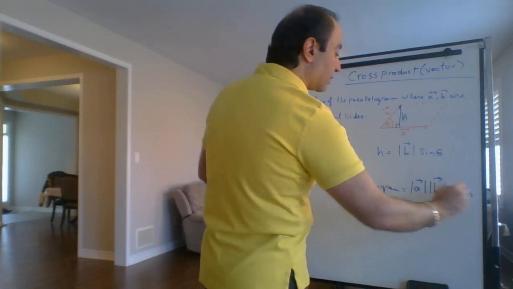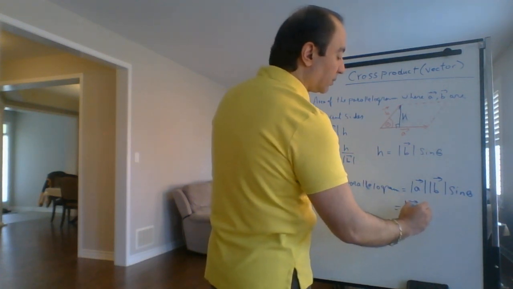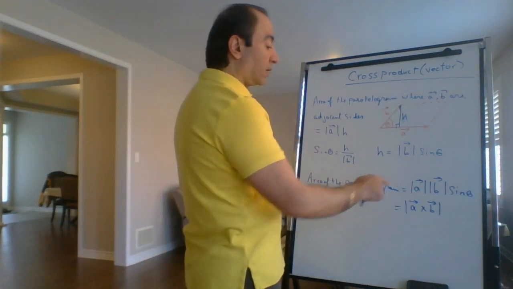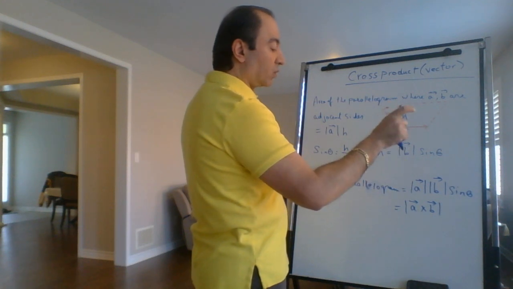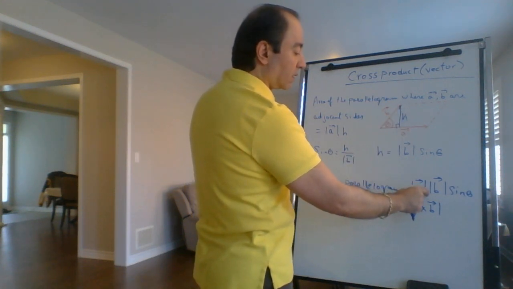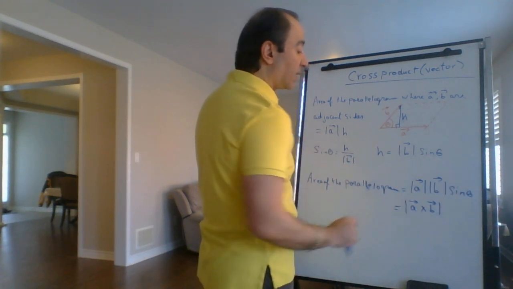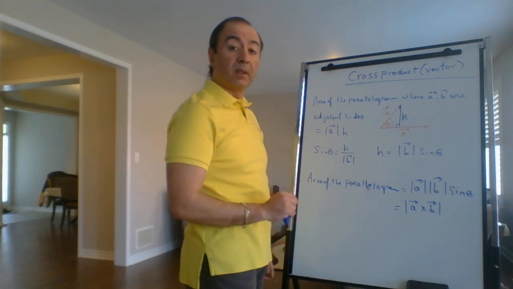When you look at this, you will find that this is the magnitude of the cross product of A cross product B. Remember at the beginning we said that the magnitude of the cross product is the magnitude of A times the magnitude of B, sine the angle between them. So this is the magnitude of A cross product B.